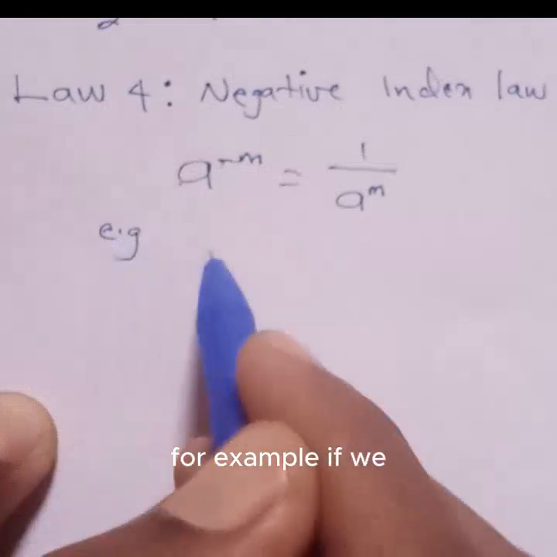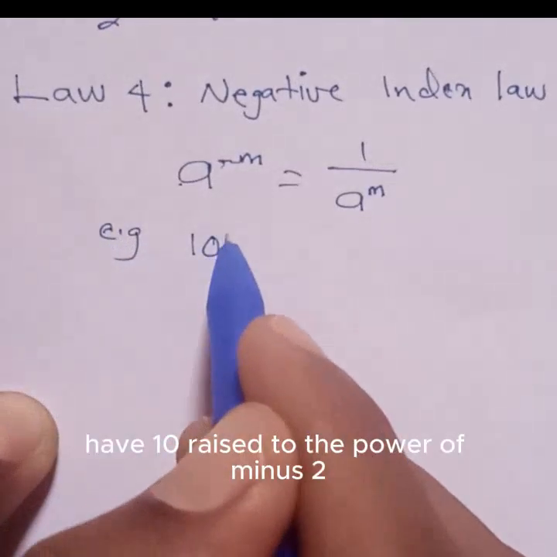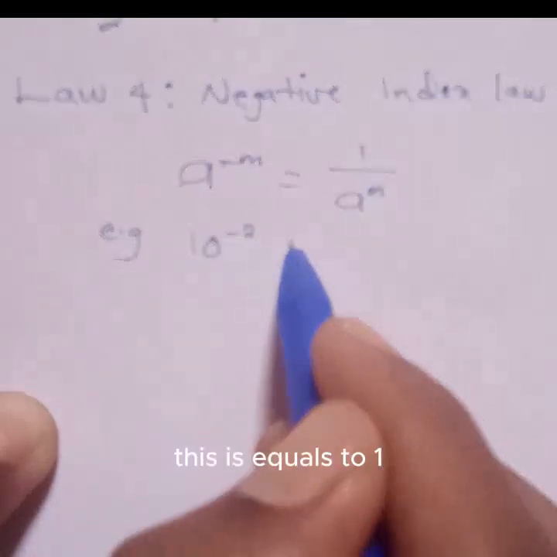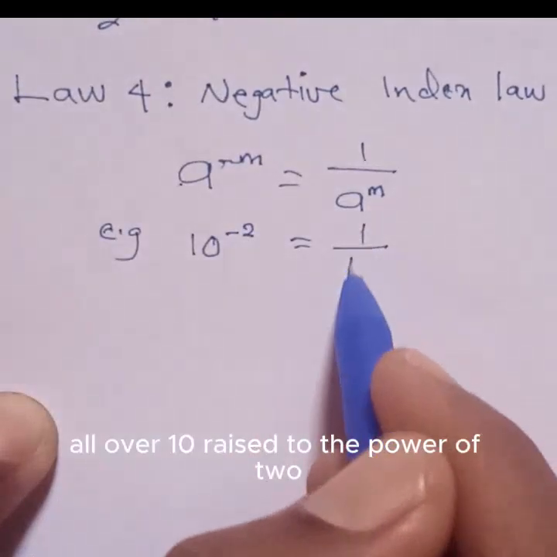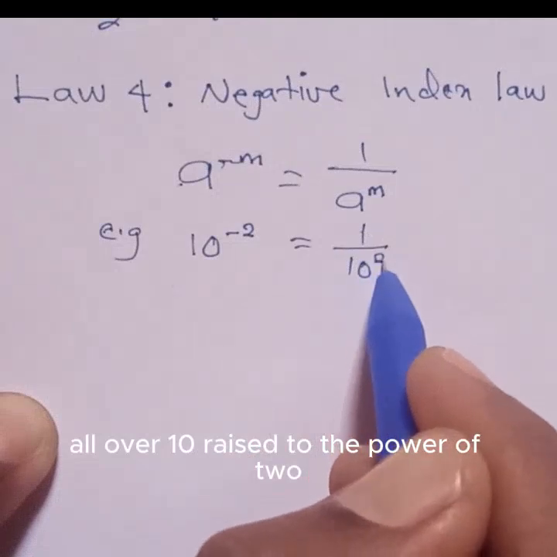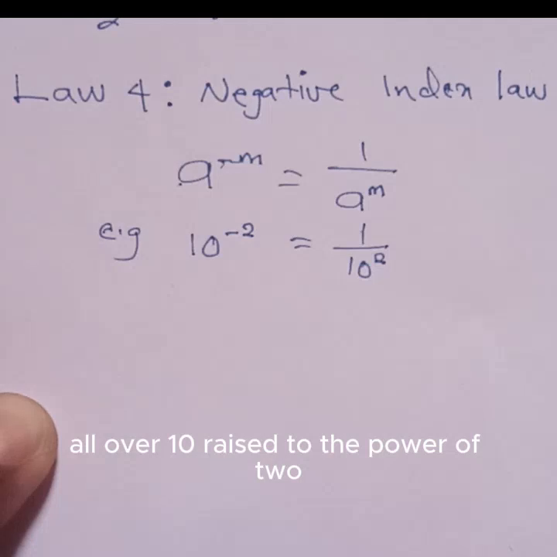For example, if we have 10 raised to the power of minus 2, this is equal to 1 all over 10 raised to the power of 2.